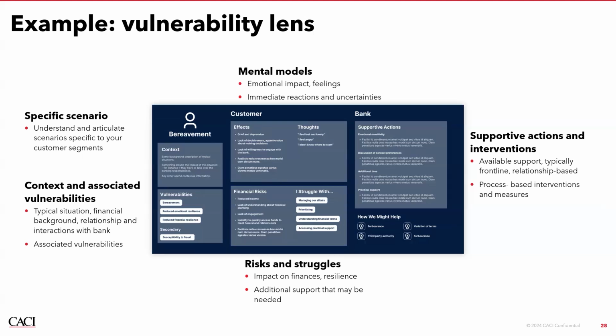So for instance, someone who's been through a bereavement may also be more susceptible to being targeted by fraudsters. You can call out typical emotions and reactions, as well as any financial risks that may be triggered by someone going through this, and therefore the additional support that they may need. And finally, from your organization's perspective, you want to call out what supportive actions and interventions may currently be in place, maybe from a relationship management perspective, or communications, or process-related safeguards.